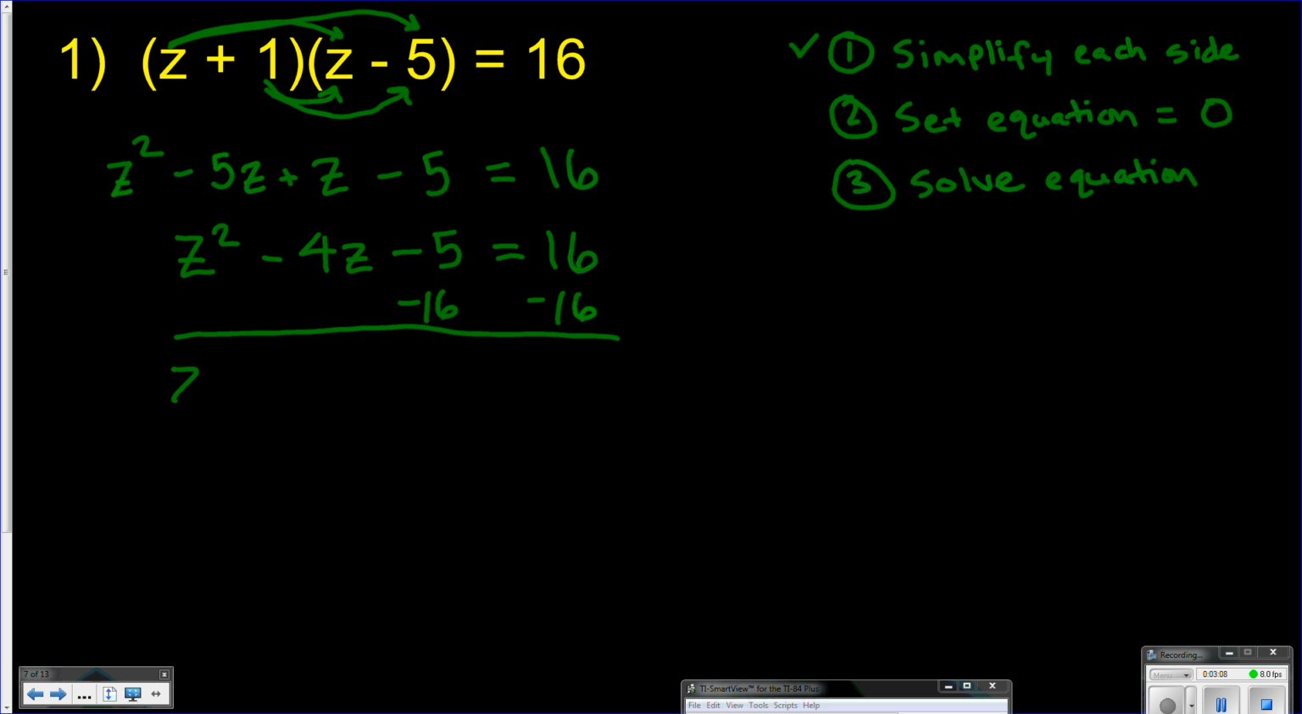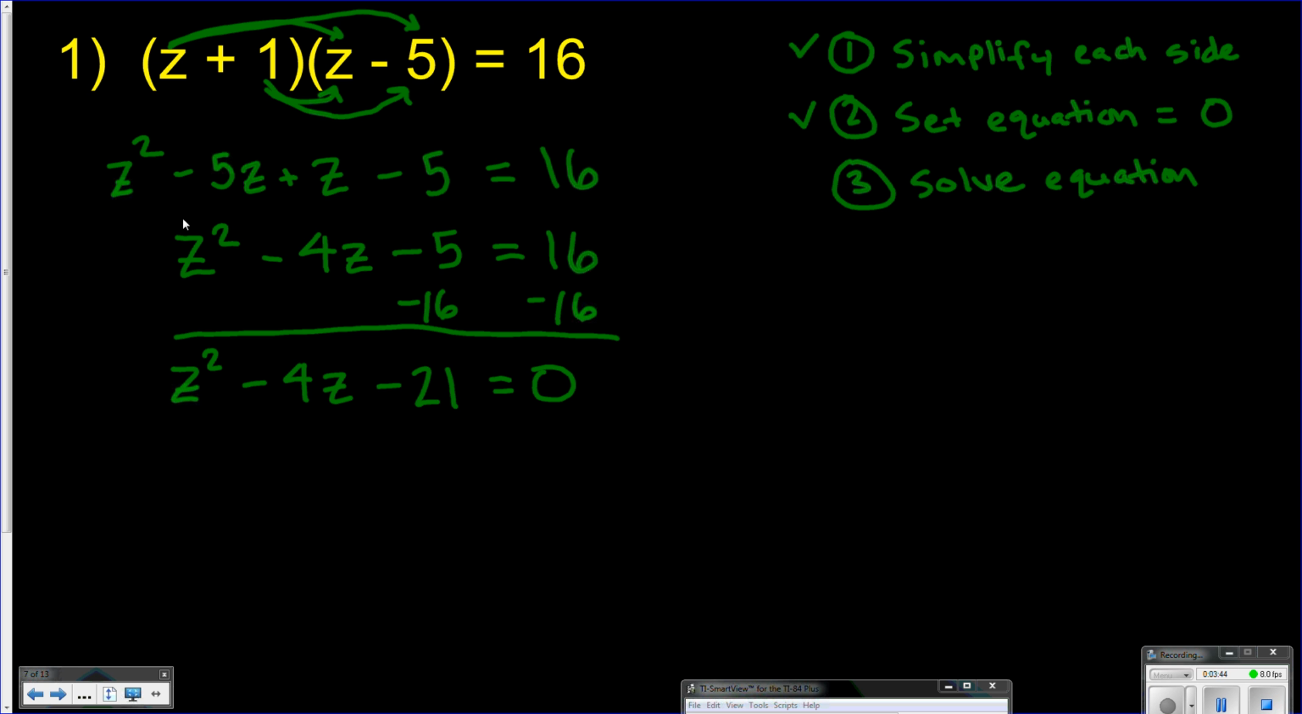And you'll see we have z squared minus 4z. And we're going to take away 16 from negative 5, which means we're getting even deeper into the negatives. So minus 21 equals 0. Now our equation equals 0. We've done the second part, and now we need to solve it using either our factoring and zero product property method, or we could look to use a quadratic formula. I prefer factoring first, so let's go ahead and do that here.